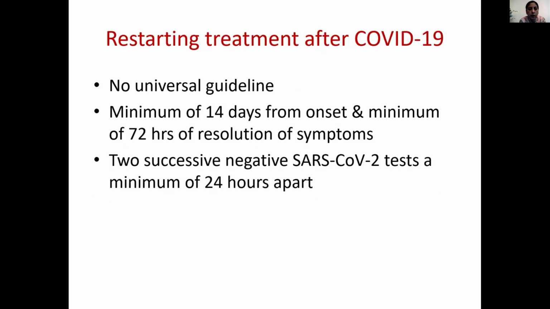If a patient with a hematology disease were to get COVID, well, there is no universal guideline. The general recommendations are a minimum of 14 days from the onset of the symptoms, and a minimum of 72 hours after resolution of symptoms. This is in line with the resumption of treatment and other activities after COVID by most experts. So this is what people are generally recommending for hematology as well. And patients should have 2 successive negative PCR tests, and these should be at least 24 hours apart.